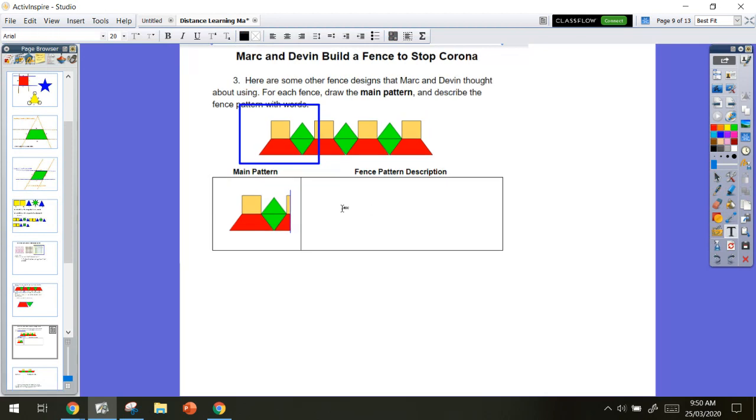All right. Who can describe in words this fence pattern? In words, yes. That's a little hard. It is a little hard, I know. It's not easy. Hi, can you explain this in words?